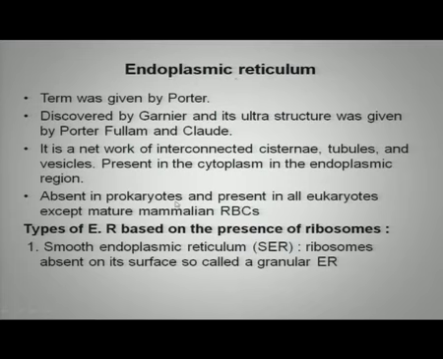They are absent in all the prokaryotes, just like other membrane bound organelles, and they are present in all the eukaryotes except in the case of mature mammalian RBCs. Here you can see the diagram of an endoplasmic reticulum.